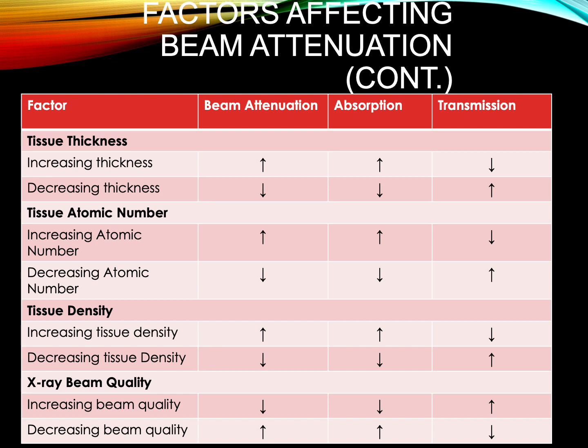X-ray beam quality: increasing the beam quality, beam attenuation is decreased. Absorption is decreased. Transmission is increased. Decreasing the beam quality, attenuation is going to be increased. Absorption is increased. Transmission is decreased.